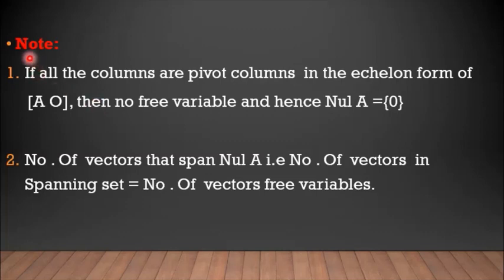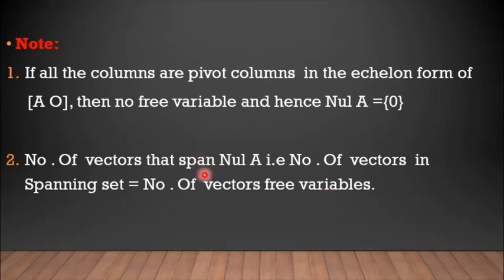So finding null A, describing null A, or finding a spanning set of null A, all are the same. We can note down these points which have been repeated many times. The first one is, if all the columns are pivot columns in the echelon form of this augmented matrix A, then there is no free variable and hence null A will have only the 0 element. Then point number 2, the number of vectors that span null A, that is the number of vectors in the spanning set, is equal to the number of free variables.